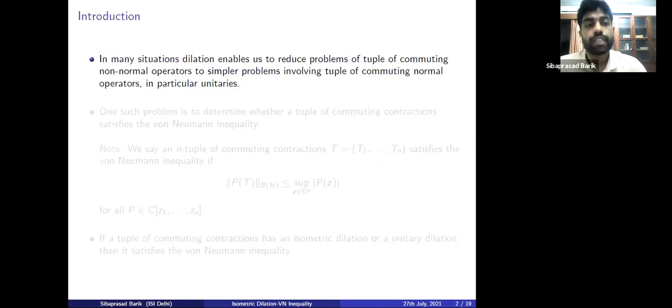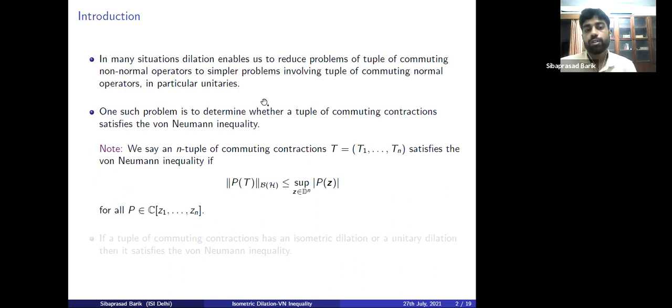Let me tell you why dilation is important in multivariable operator theory. Basically, in many situations, dilation enables us to reduce problems of tuples of commuting non-normal operators to simpler problems involving tuples of commuting normal operators, in particular unitaries. One such problem is when an n-tuple of commuting contractions satisfies the von Neumann inequality.